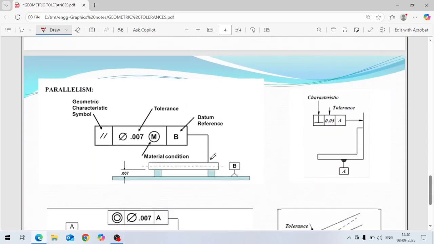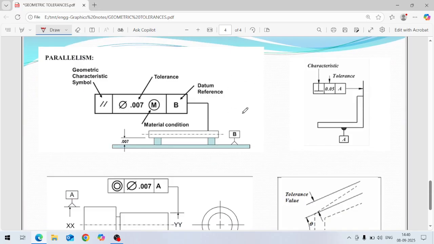Okay. So next, these are orientation errors. One is squareness, which means perpendicularity. This is the sign for perpendicularity. This feature frame is there like this. In the feature frame, there are three things. One is the symbol, perpendicularity. The other is the value, 0.05, the tolerance value. The third is A, which means this is the datum. This surface is the datum.